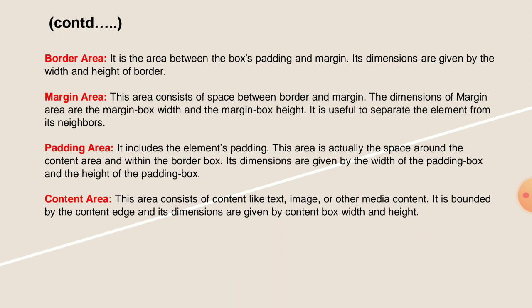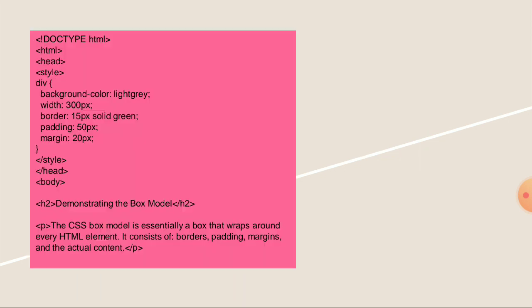The padding area includes the space surrounding the content, inside the border box. The content area consists of content like text, images and other media content. It is bounded by the content edges, and its dimensions are given by the content box width and height.